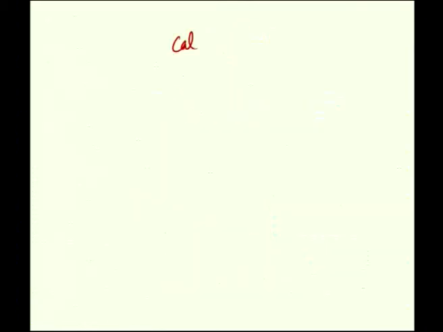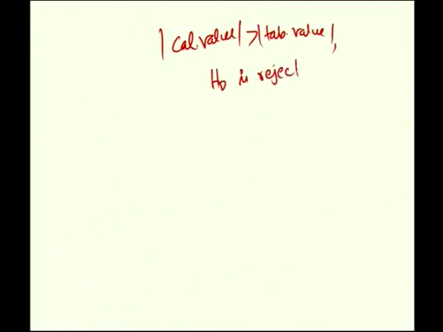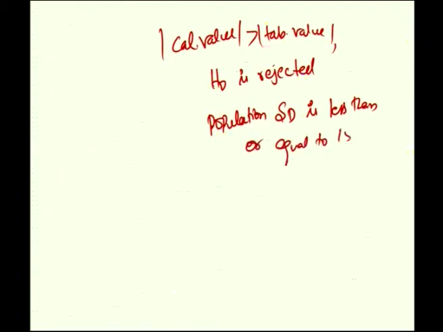Since the calculated value is much greater than the tabulated value, H naught is rejected. In the sense that H1 is accepted, we say that the population SD, standard deviation, is less than or equal to 15. That is the conclusion.